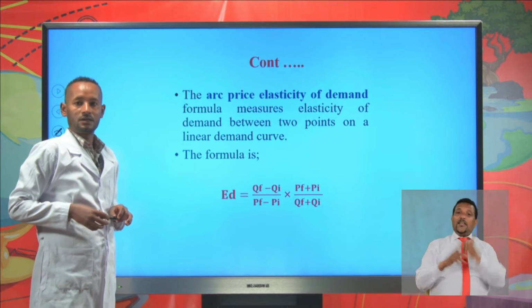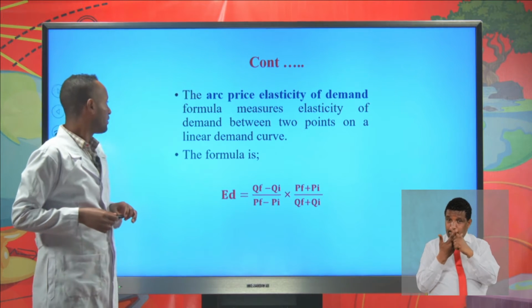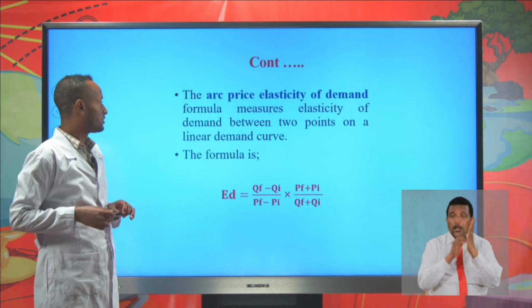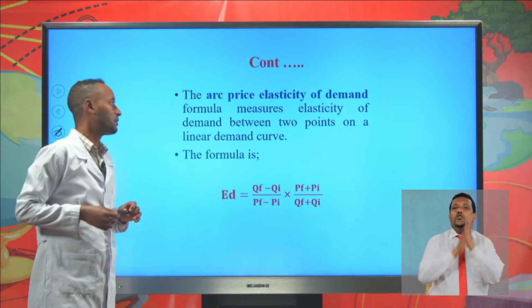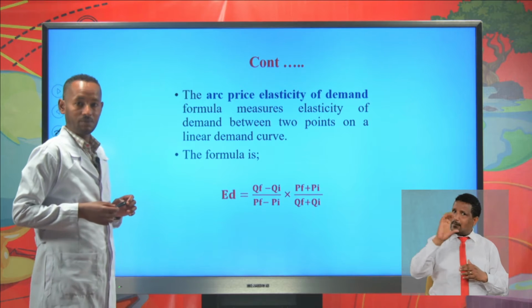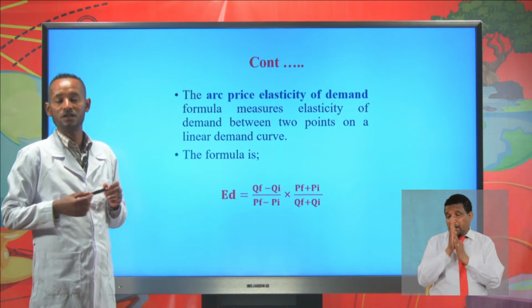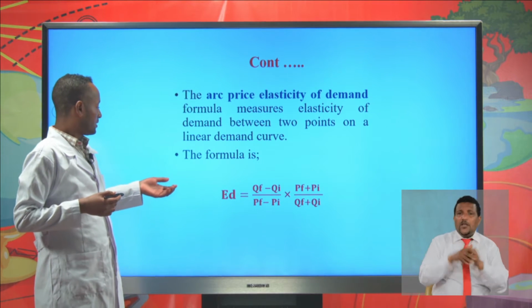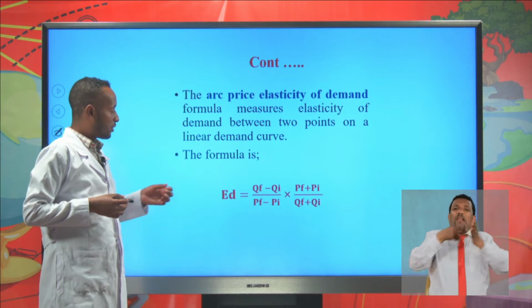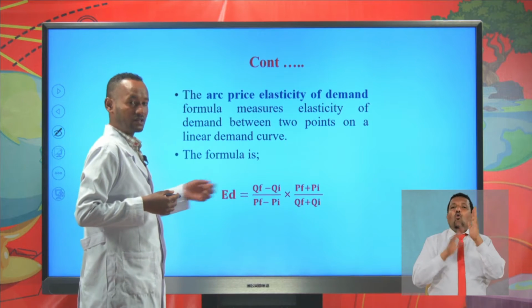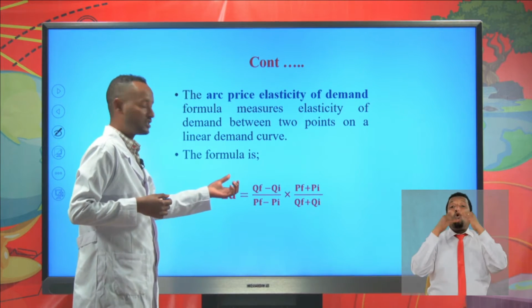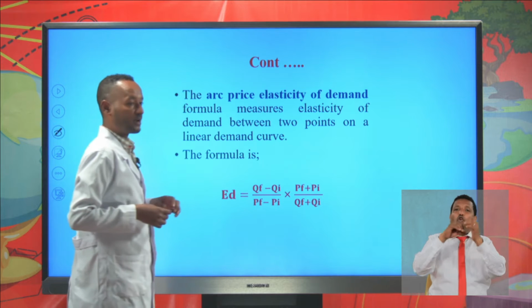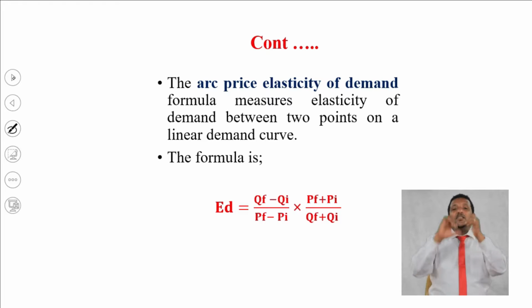The second method of calculating the price elasticity of demand is the arc price elasticity of demand. It is used to measure price elasticity of demand between 2 points on a linear demand curve, and the formula is the price elasticity of demand, which is equal to the quantity final minus the quantity initial, which is the change in quantity, divided by the price final minus price initial, which is the change in price, multiplied by price final plus price initial, divided by quantity final plus quantity initial.